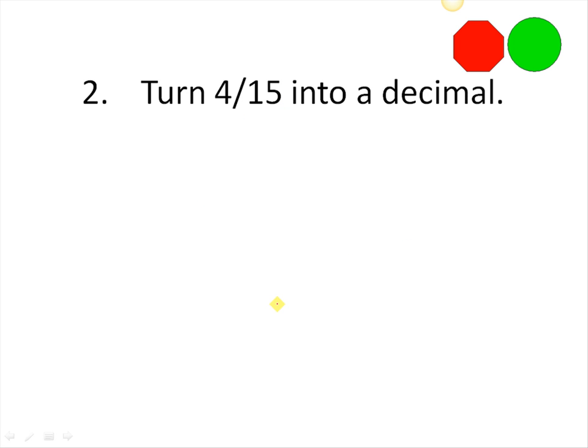Number 2, turn the fraction 4/15 into a decimal. Click on the stop sign. Okay, let's see how you did. It's just a long division problem, so we'll put the 4 on the inside and the 15 on the outside, and we know that 15 will not go into 4. This is smaller than 1, so we're going to have a 0, and then we'll add a decimal.